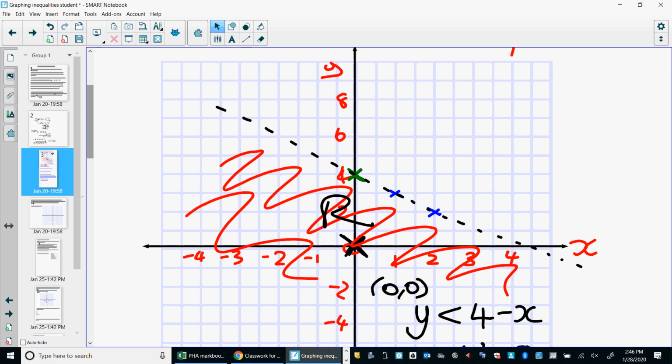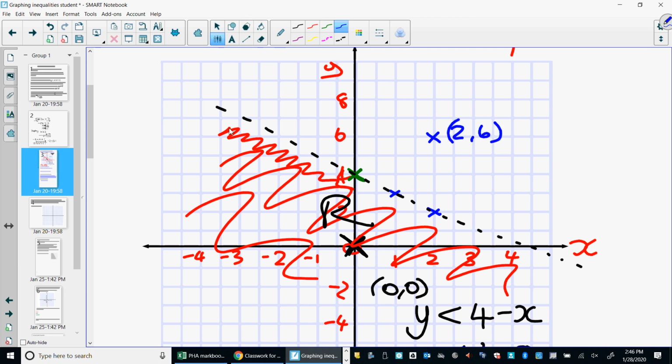But how far does your shading go down? It doesn't have to go down very far at all. You could have literally just done a little bit here. That would have been enough because we've shaded the correct side. Now, just to clarify, if I had chosen this coordinate here, the coordinate 2, 6, when I substitute those numbers in, 6 is less than 4 minus 2, 6 is less than 2. Well, that's not true. That's why we didn't shade that side.